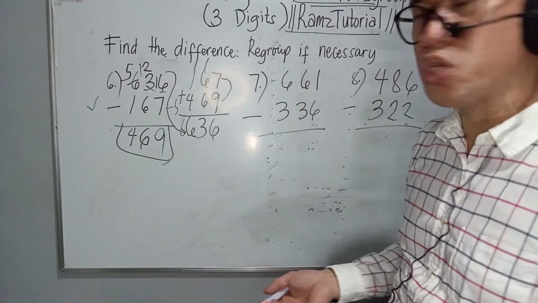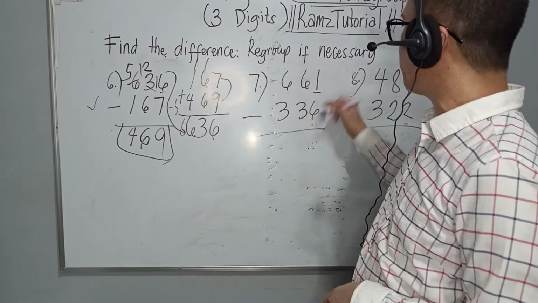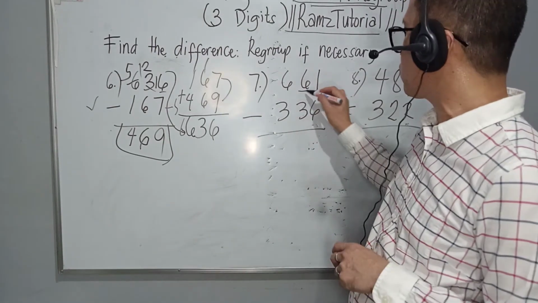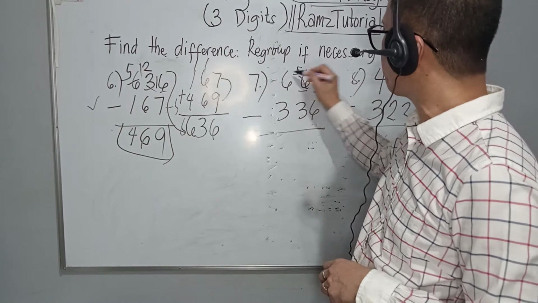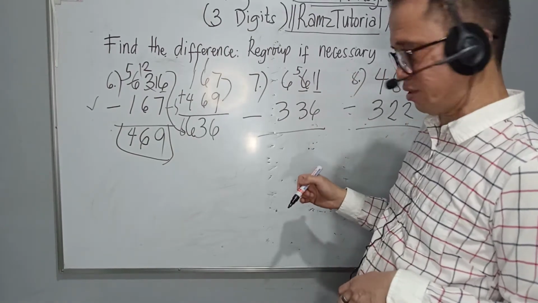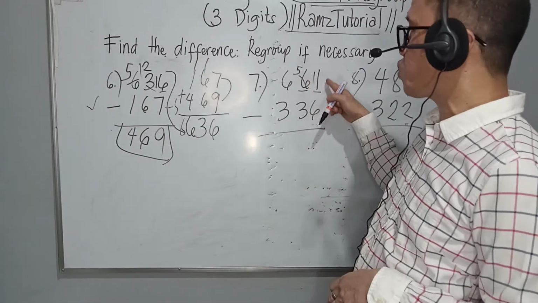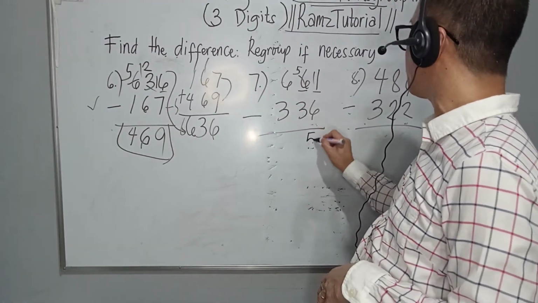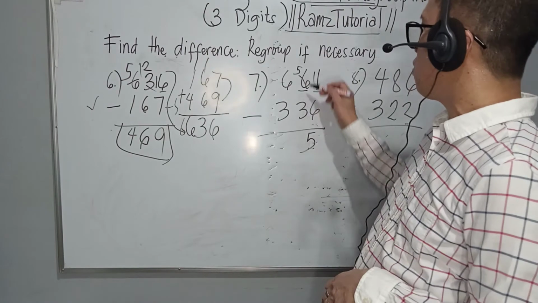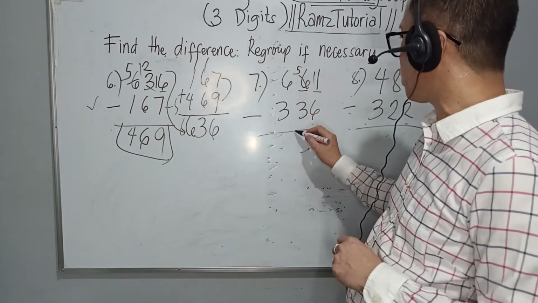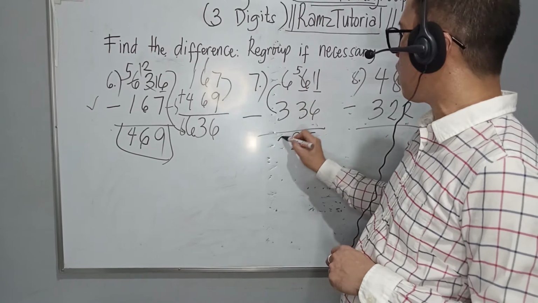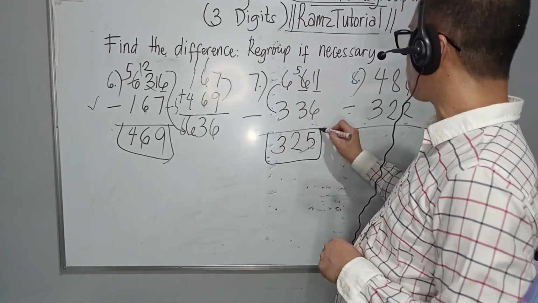Next, let us proceed to number 7. 1 minus 6 cannot be, guys. So borrow from the tens place value, 6 becomes 5. 1 becomes 11. Now, we're going to subtract 11 minus 6. Okay, we're going to write our answer here, guys. 5. 5 minus 3, it can't be. So we're going to write our answer here, 2. 6 minus 3, our difference is 325.